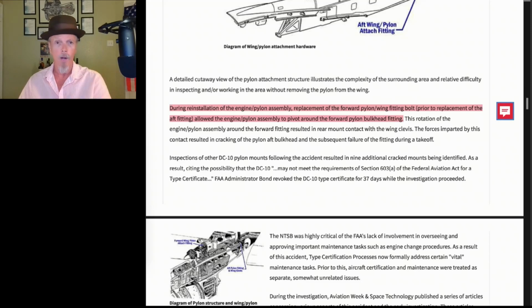Now let's go back and take a look at what the FAA's final report said. And it's just a very small excerpt here. It says, during reinstallation of the engine pylon assembly, replacement of the forward pylon wing fitting bolt prior to replacement of the aft fitting allowed the engine pylon assembly to pivot around the forward pylon bulkhead fitting during reinstallation. Now let's go and look at what the NTSB says.